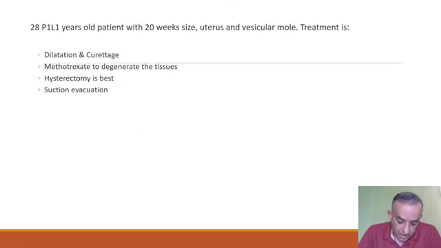Okay, a 28-year-old para 1 live 1 presents with a 20-week size uterus and a vesicular mole. What is your treatment? 20-week size is a big size uterus. And remember, the uterus is generally bigger than the pregnancy duration in a case of a vesicular mole. So whatever size they try to impress with, once in the AIIMS exam, they asked what is the management of a 30-week size vesicular mole. So whatever size they want to scare you with, never get confused and write a wrong answer.